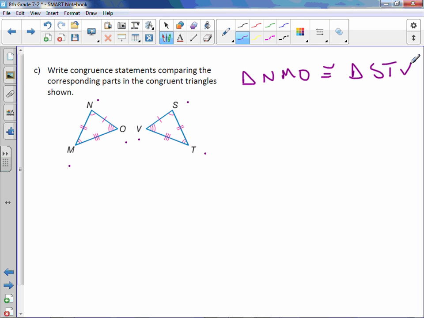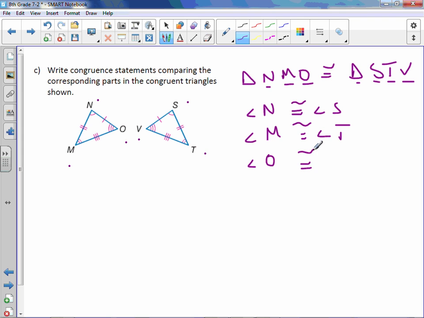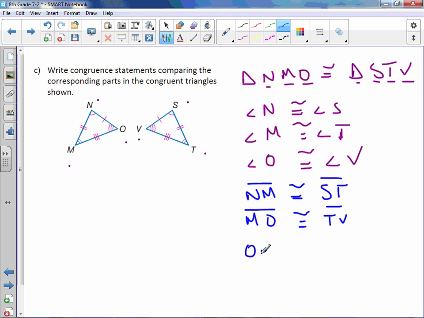I'll go angles. These angles correspond also. So angle N is congruent to angle S. Angle M is congruent to angle T. And angle O is congruent to angle V. The side lengths, NM is congruent to ST. MO is congruent to TV, and ON is congruent to VS.